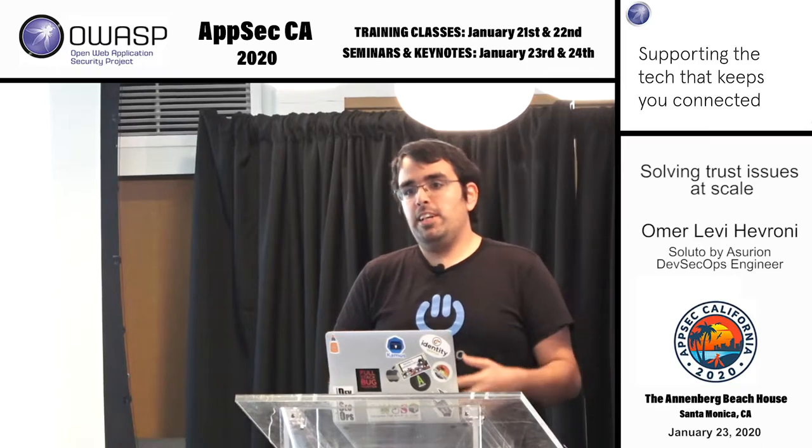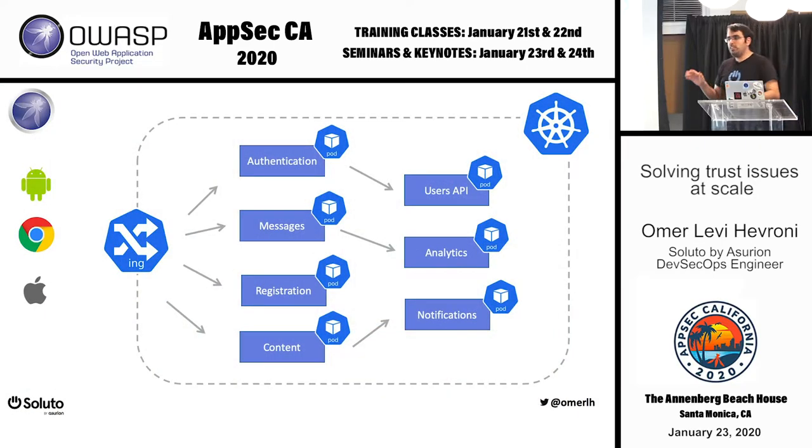And we have a chat system we build with a lot of microservices running on Kubernetes. I'm going to focus on Kubernetes, but it's a pretty generic talk, so you can apply the same thing to other systems if you're not using Kubernetes. So we have a lot of microservices. This is just some examples of what we have.